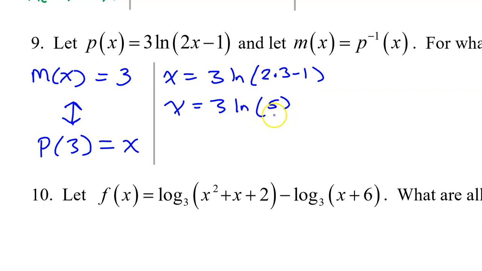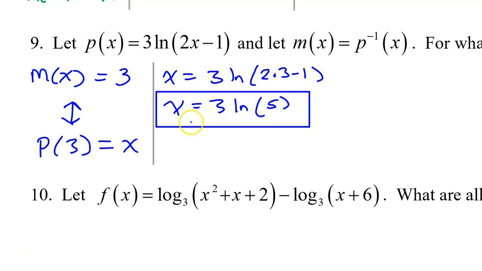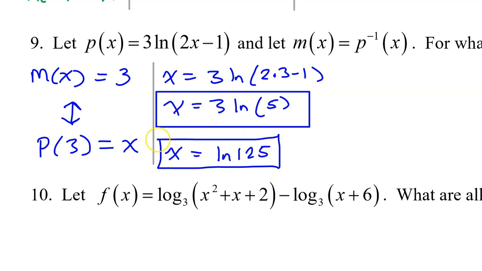This is one version of the answer right here. I mean, without going into decimals, this is kind of what we have. We could use the power property of logarithms to move the 3 in the front to the exponent. In that case, we would have x is equal to the natural log of 5 to the third power, which is 125. So this is another version of the answer.